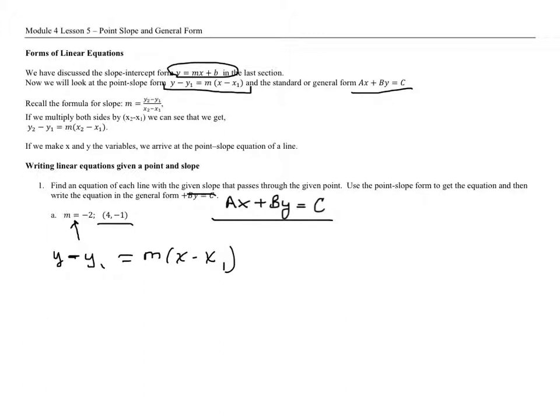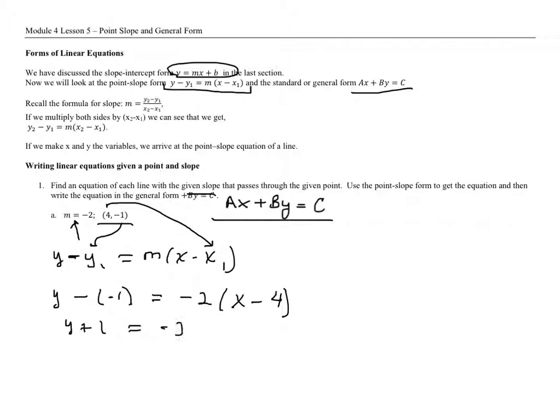y1 is the y coordinate of the point that they give you. x1 is the x coordinate of the point they give you. And then, of course, m is the slope. So it's going to be y minus -1, m is -2, x minus 4. And, of course, we're going to clean it up, write it in the form ax plus by equals c. So this is going to be y plus 1 equals, distribute that cute -2, -2x plus 8.